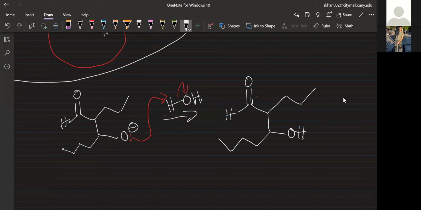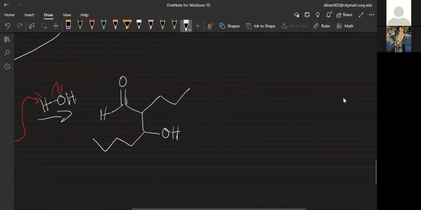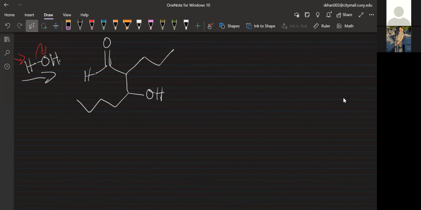And now this is a very different mechanism than what you guys have seen before, right? In terms of the nature of the mechanism. That's why it's classified as E1cb and not an E1, right? Because E1 goes through some sort of carbocation intermediate. This goes through a carbanion, right? So we call it E1 conjugate base, right?